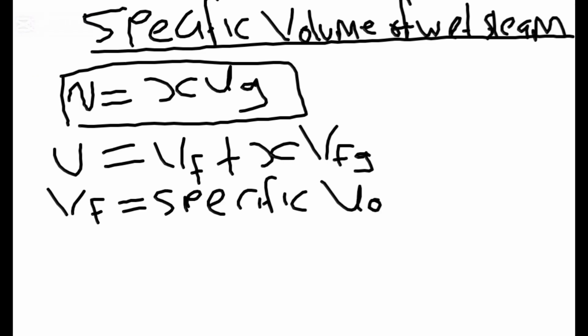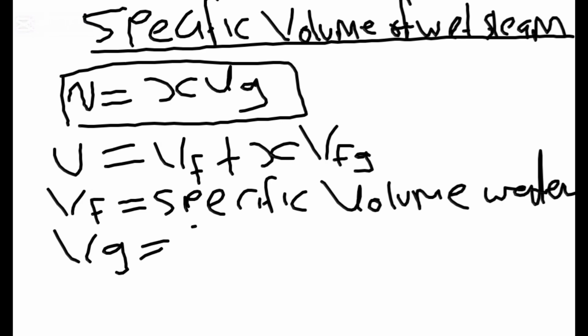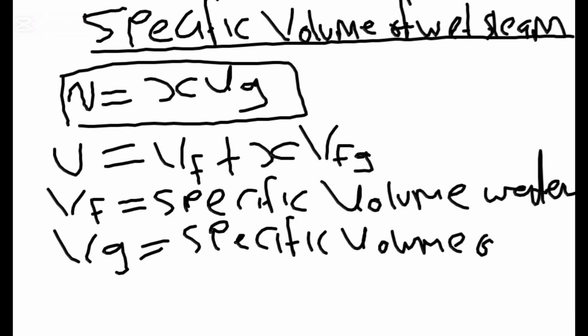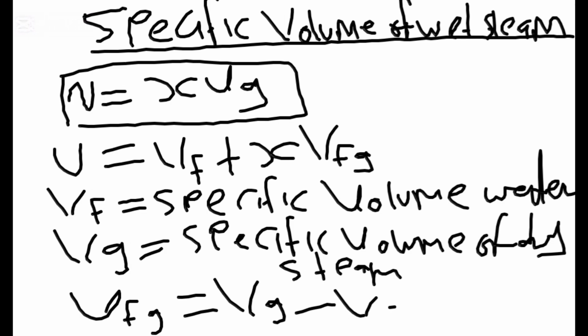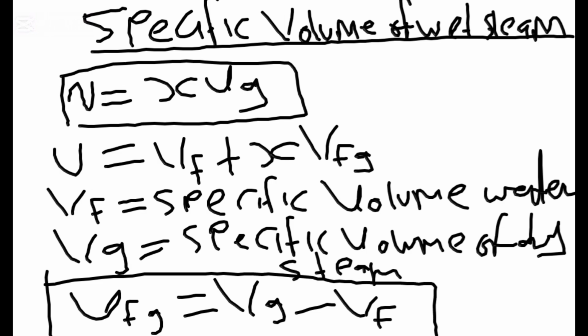the specific volume of water, and therefore the vg is the same thing as the specific volume of dry steam. And again, vfg is the same thing as what? It is vg minus vf. So care must be taken on these relations. Make sure you write it down.